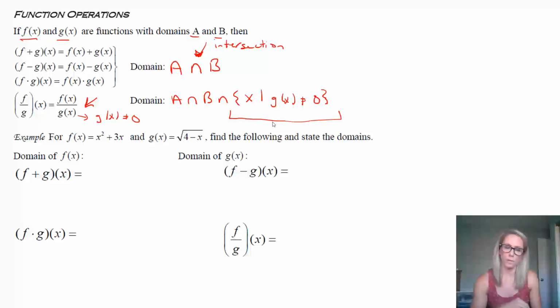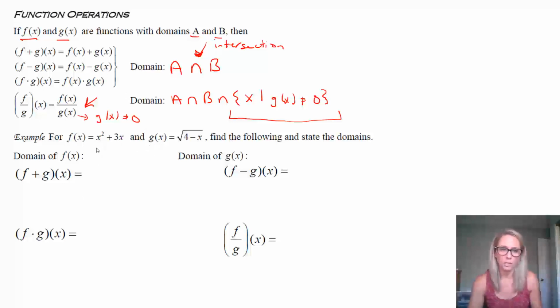So any values where g of x is not equal to 0 is going to be your intersection of A and B. And that's just because g of x is fine by itself, but once it goes into a denominator, it can't be 0. So what you want to do now, if you want to just take a moment and pause and think about creating these 4 functions here, just using what you see at the top, that would be great.